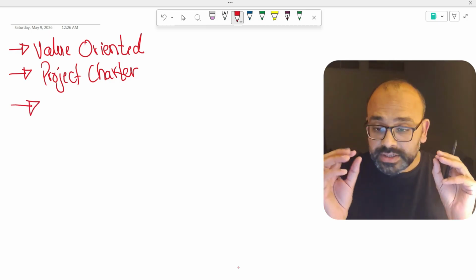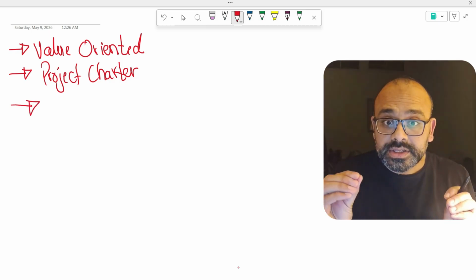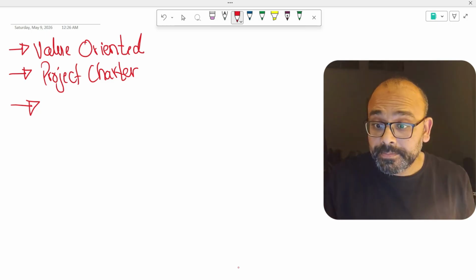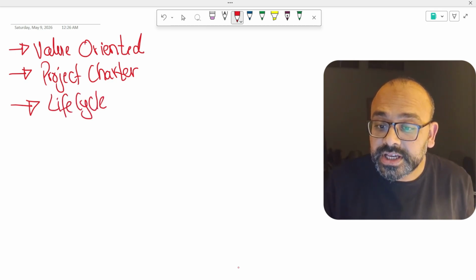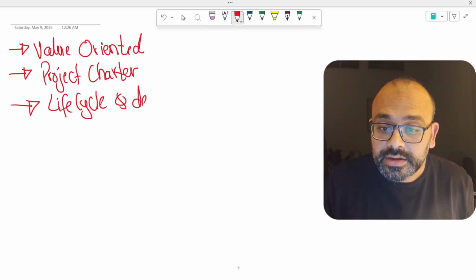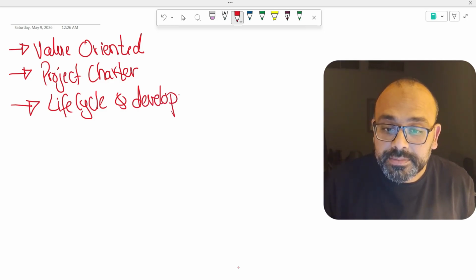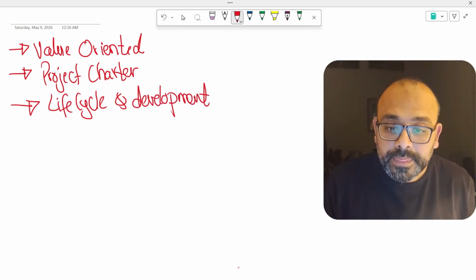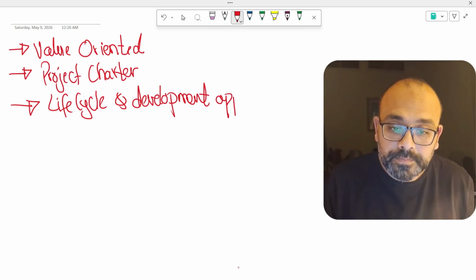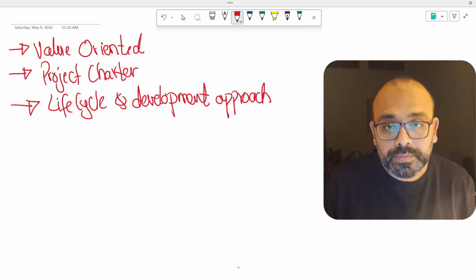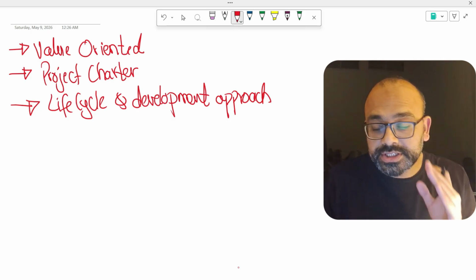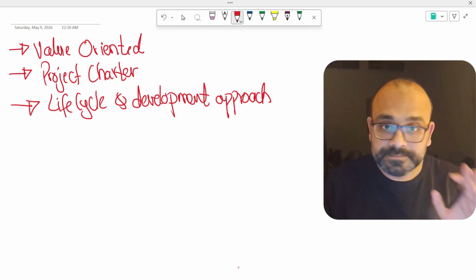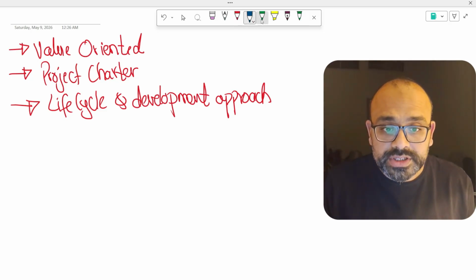Then, one of the most important topics, the backbone of the PMP, I call it the backbone of the PMP, is life cycle and development approach. Life cycle and development approach. Life cycle of the project is the project starts and the project ends. Very simple. But what about this development approach?